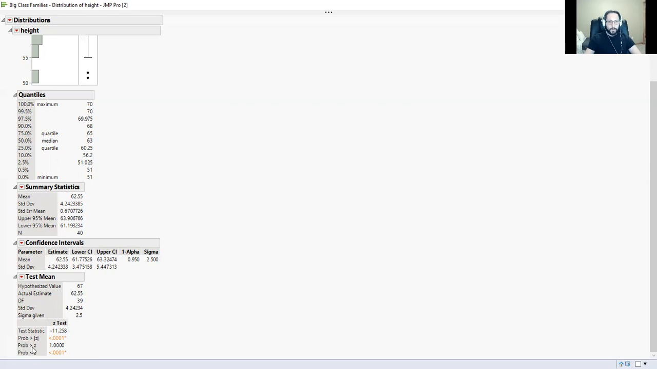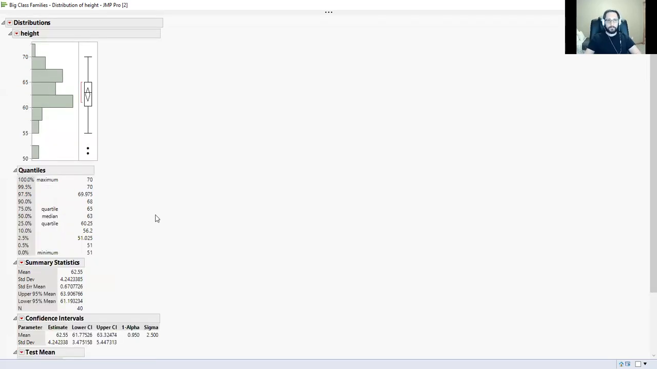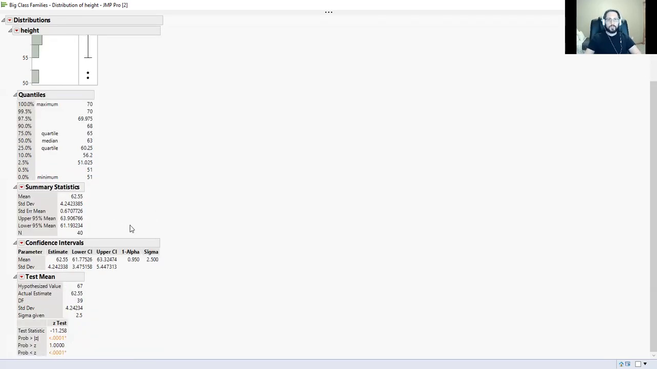This next one is a greater than, it's a right-tailed test. We cannot reject it at a right-tailed test. And then the less than is a left-tailed test. We can reject it on a left-tailed test. This covers all three different versions of hypothesis tests. This should be everything you need to cover JMP Mini number 2.